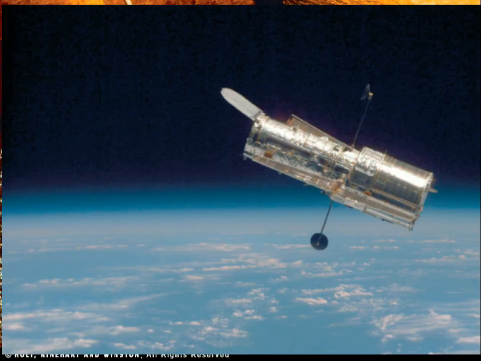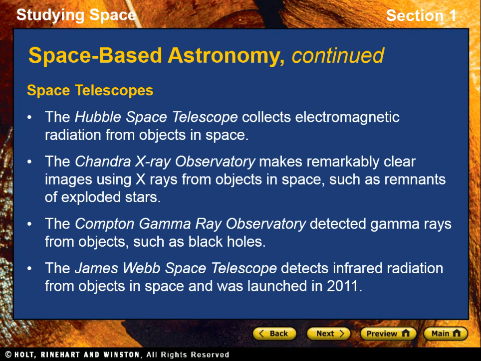Space telescopes. The Hubble Space Telescope, shown on the screen now, is an example of a telescope that has been launched into space to collect electromagnetic radiation from objects in space. Another example, the Chandra X-ray Observatory, makes remarkably clear images using X-rays from objects in space, such as the remnants of exploded stars.